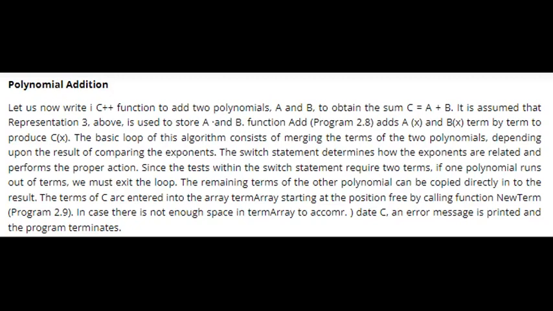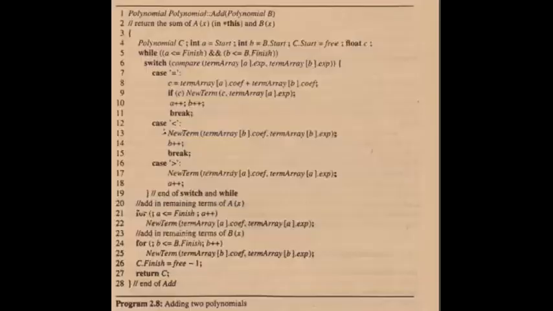Terms of C are entered into the term array, starting at the position free, by calling the function new term. If there is not enough space in the term array to accommodate C, an error is printed and the program terminates. This is the polynomial function, the C++ program for adding two polynomials.